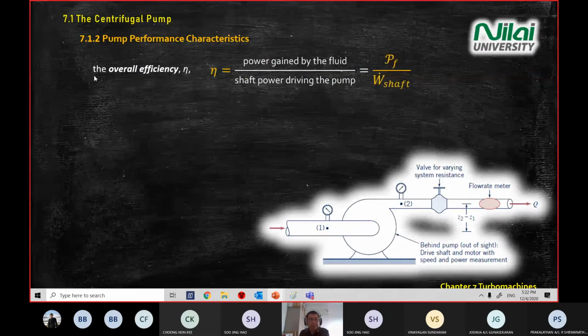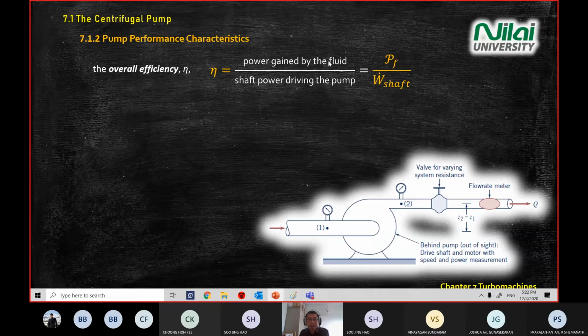And efficiency, the concept always we take what is your output divided by what is your input. Okay, output divided by input. So in a pump, what is your output? It is the power gained by the fluid.